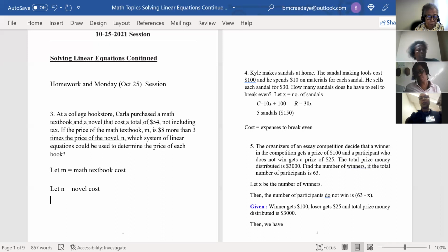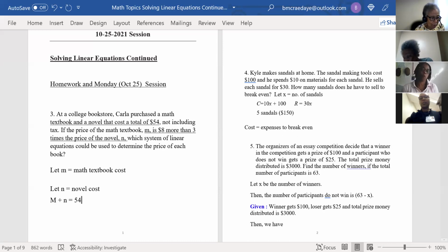Vanessa? Would it be 8 plus? No, you're only using the two things now: the math textbook and the novel. So it's the cost. M plus N equals 54. That's it. Excellent. M plus N is equal to 54.